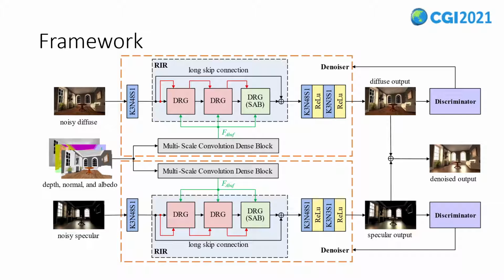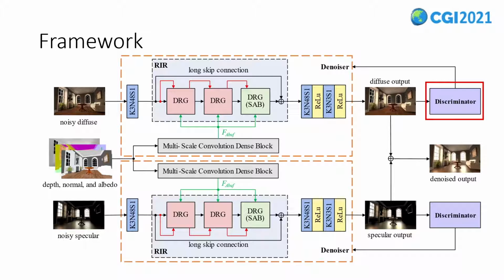Please notice that we use two same-structure networks to operate on diffuse and specular separately. A network will have a denoiser, an auxiliary buffer encoder in which we use the multi-scale convolution dense block, and a discriminator. The discriminator only affects the training.